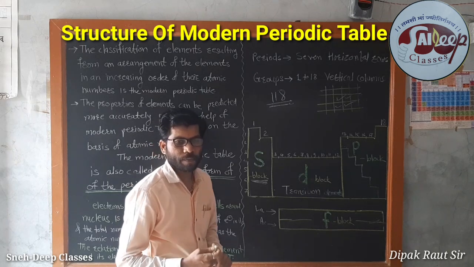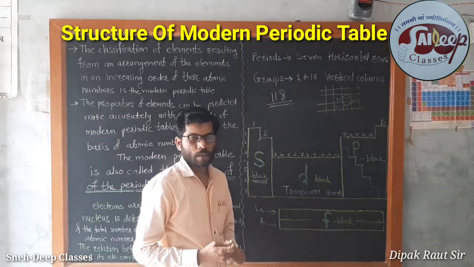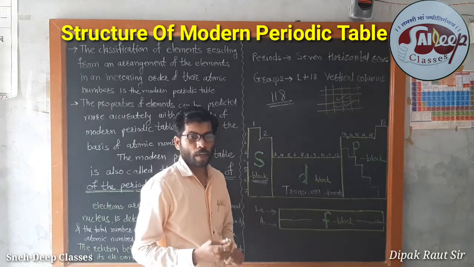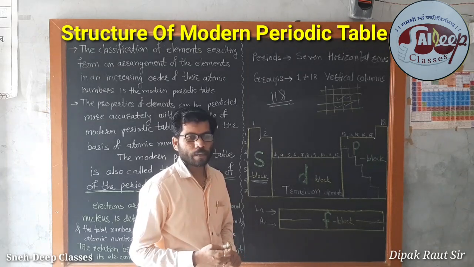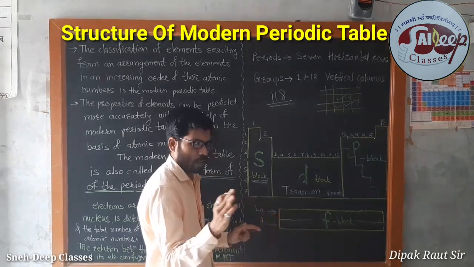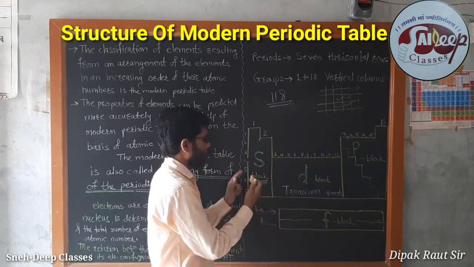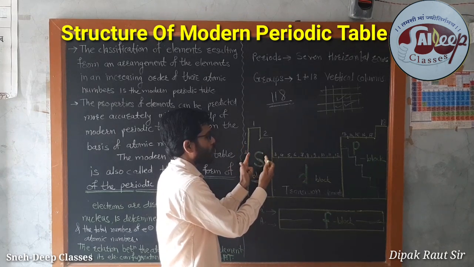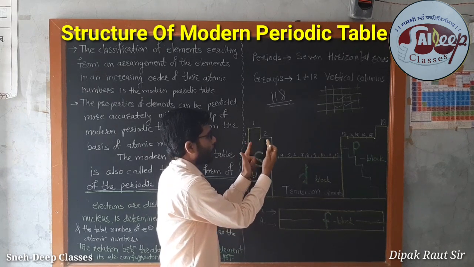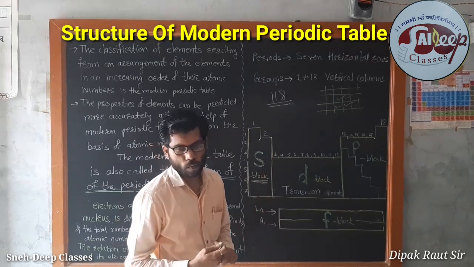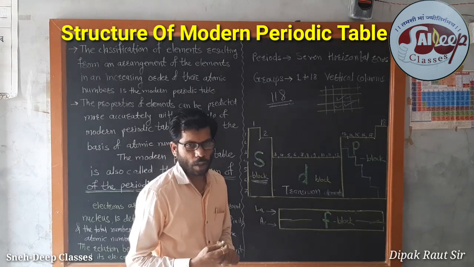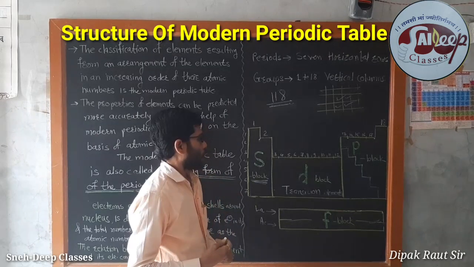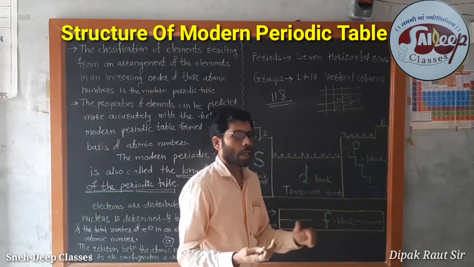S for sharp. Listen carefully. Sharp elements, that is S elements. S block elements. And these sharp, active S block elements are put in the first and second group. Understand all of you?